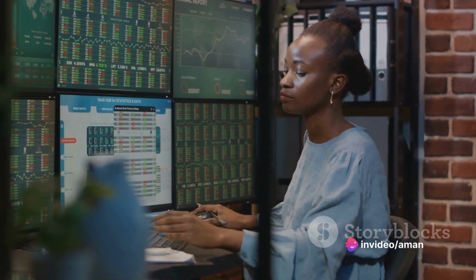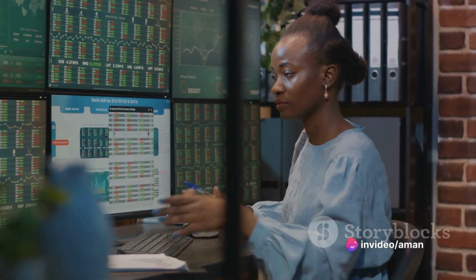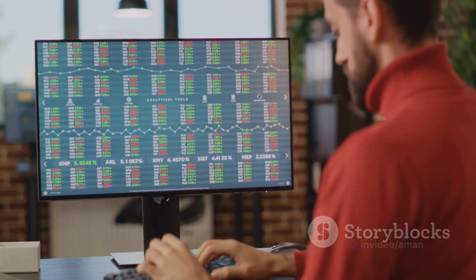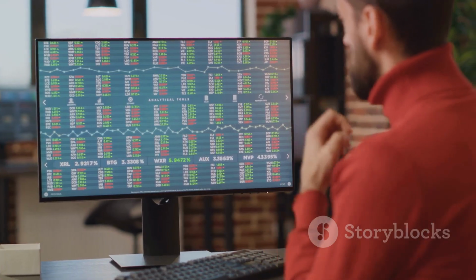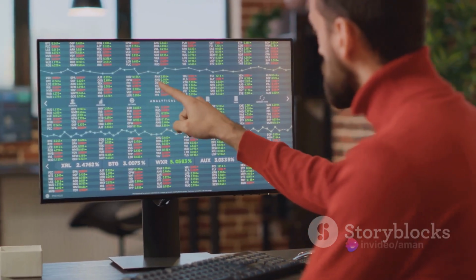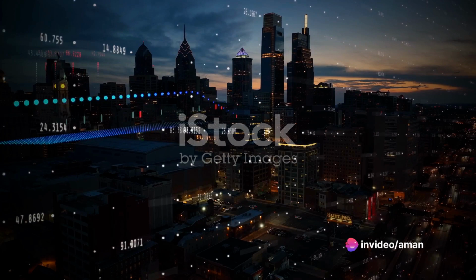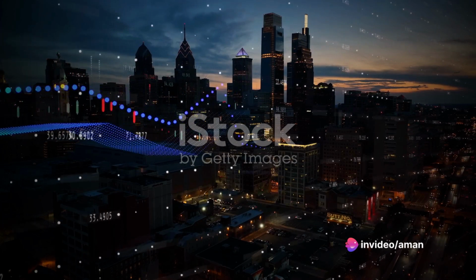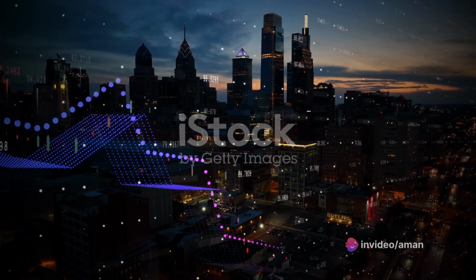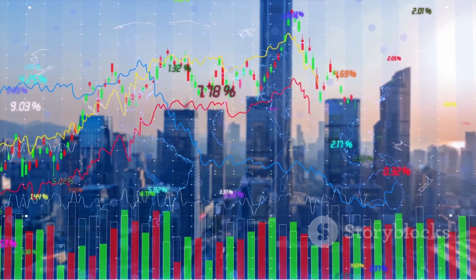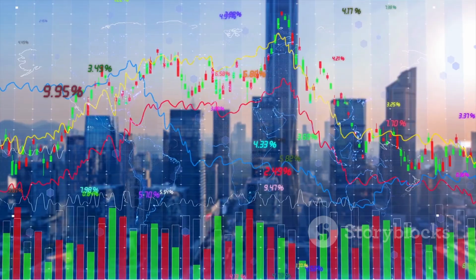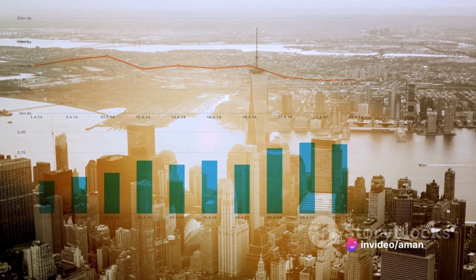Picture this. If you're a surfer, you'd study the ocean's current, tides, and waves to decide when and where to surf. Similarly, traders use technical analysis to study the market's waves or trends to determine when and where to trade. So what are these trends? Well, they are essentially the direction in which the market is moving. Trends can be upward, downward, or sideways. Identifying these trends is key to making informed trading decisions.